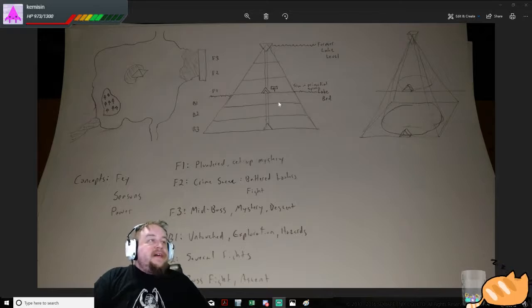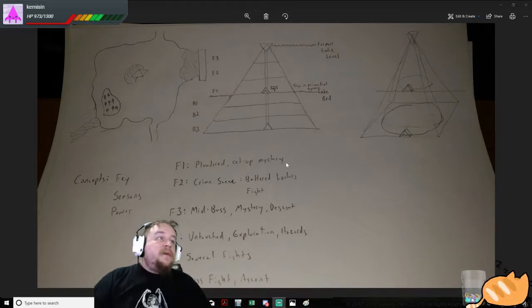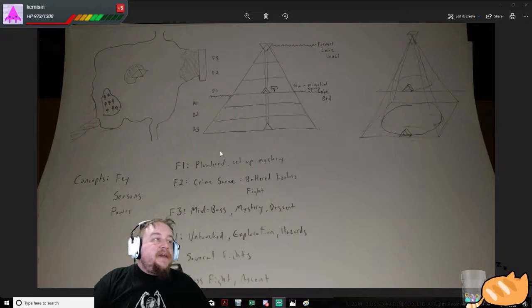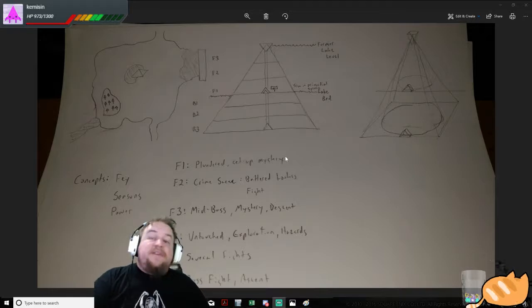So here's the 6 levels. Floor 1, plundered, and we're going to set up the mystery. Right? They walk in here, everything's kind of squishy, it's the bottom of the lake. They're going to find that it's plundered, set up the mystery. That's the point of the floor. Everything else that we describe is going to support it, but it's going to be decorative.